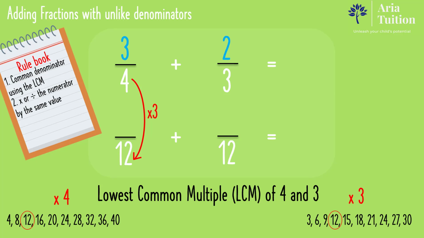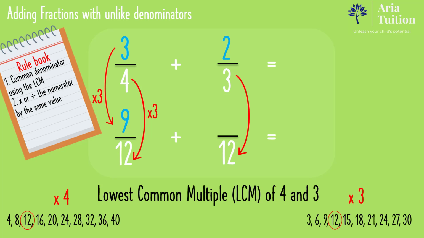Rule number 2 is to multiply or divide the numerator by the same value, times 3 also. So 3 times 3 makes 9. Now let's do the same to our second pair.